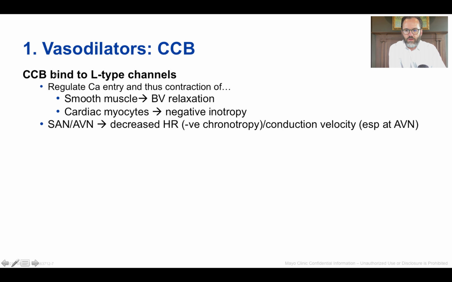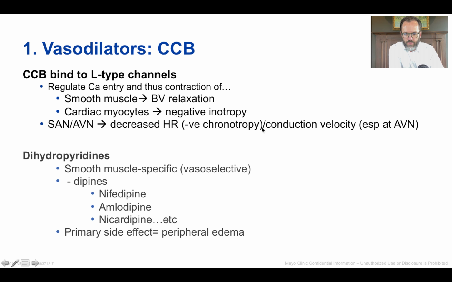So similarly, these drugs also influence heart rate. So there's a decrease in chronotropic effect. So it's a negative chronotrope, and it also reduces conduction velocity, particularly at the AV node. And so here, again, overall reducing cardiac output, reducing contractility, reducing the rate of heartbeat, and ultimately contributing to reductions in blood pressure. Dihydropyridines are also compounds that are direct vasodilators.